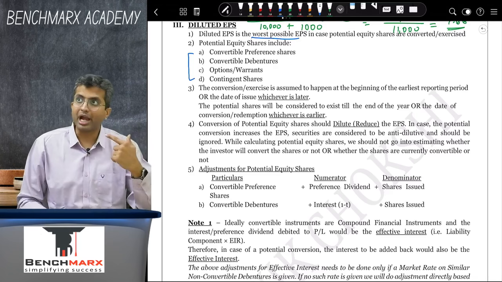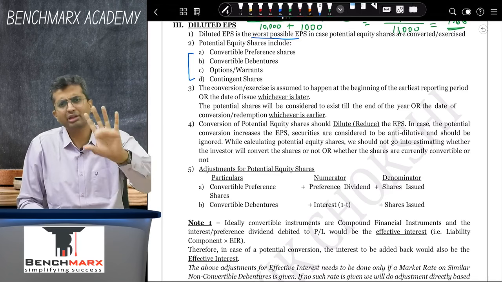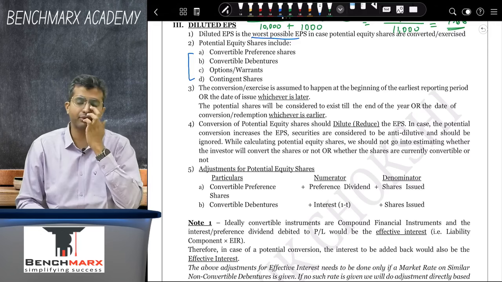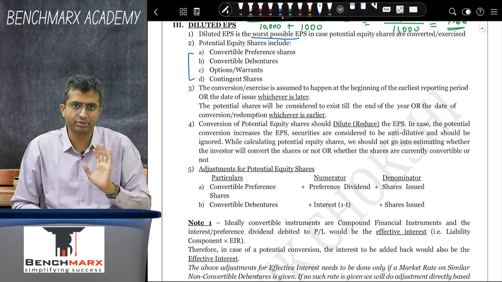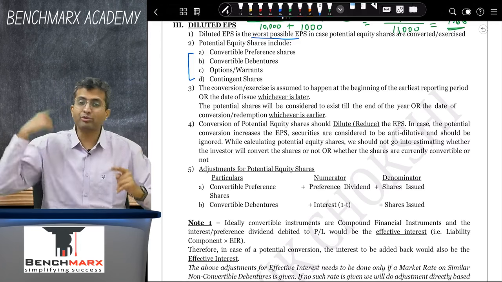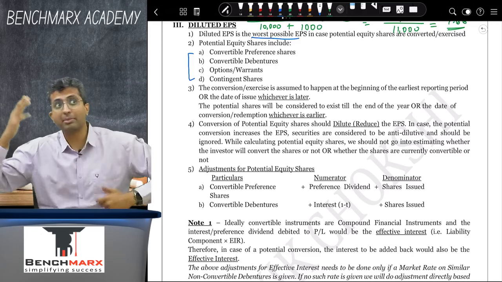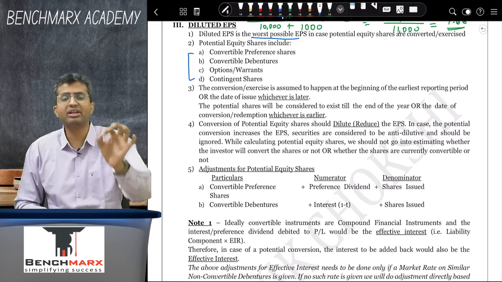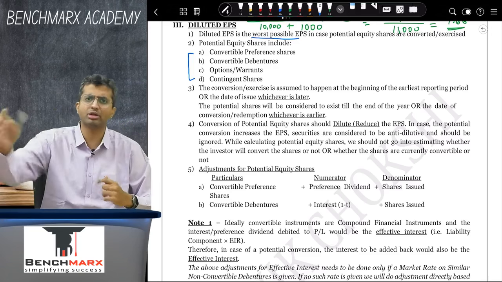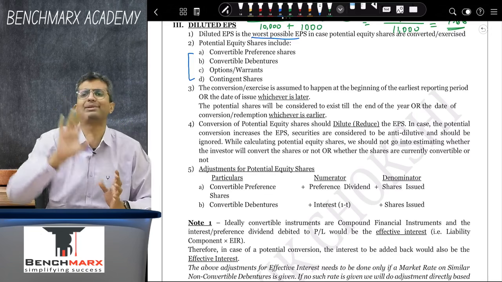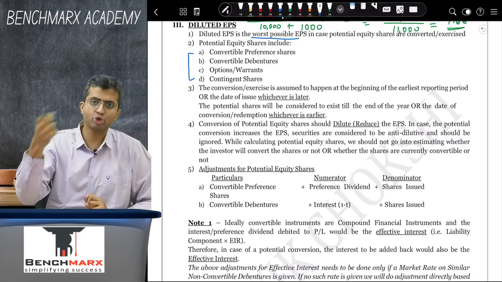Sir, in the denominator, do we add back the equity component or so? No. In the denominator, you always have to add back the number of shares on conversion. So you don't have to think, okay, will conversion happen, will it not happen? That is not your prerogative. This is something which is to be done on the worst possible cases. So if the conversion happens, then what will be the impact? So you will take it.